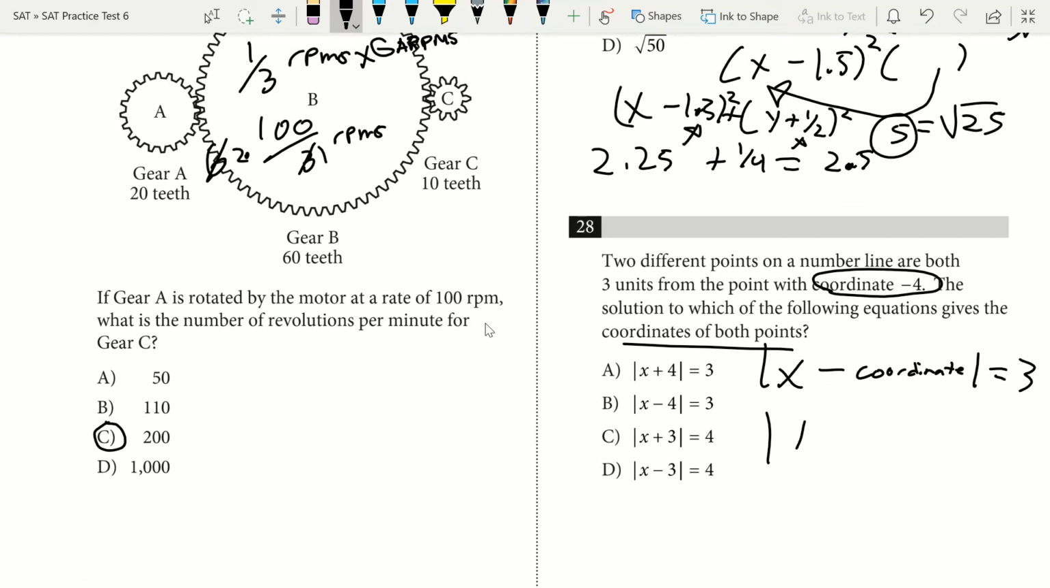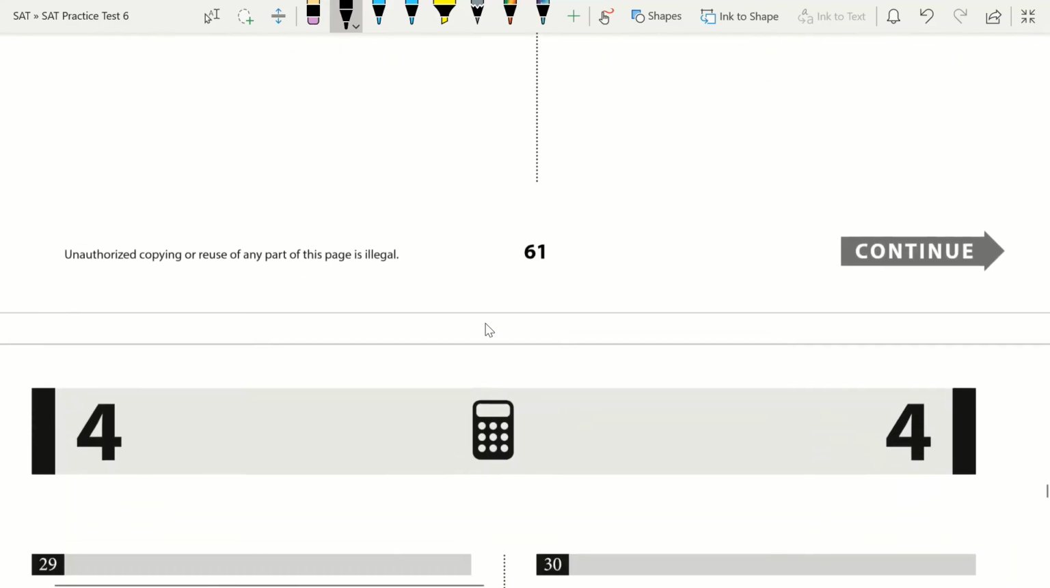So I plug in my -4 for my coordinate, I get x minus -4. X minus -4 is x plus 4. So I get absolute value of x plus 4 equals 3. You can check that because you know that the points 3 units from -4 are -1 and -7. Plug in -1 plus 4 gives you 3, and -7 plus 4 gives you -3, whose absolute value is 3, which means 3 equals 3. So you can check it like that as well. So A will be your answer there.